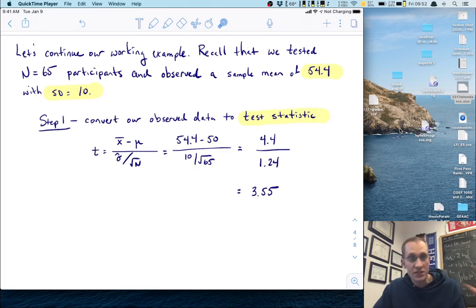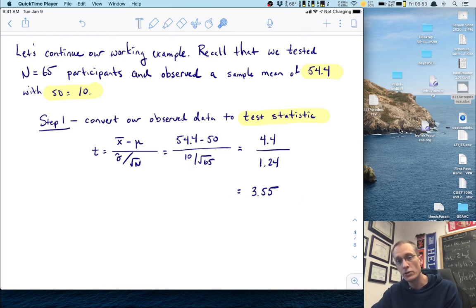Well, the first thing that we do, just like when we were dealing with p-values, is convert our observed data into a test statistic. And this is where our t-score comes in. This t-score indexes where our data is on the distribution of all possible sample means under the null hypothesis. And if we do that, and remember the form of a t-score looks like this, we put in all these numbers: our sample mean of 54.4, the hypothesized population mean of 50, and then our estimated standard deviation and the sample size. This ends up giving us a t-score of 3.55.